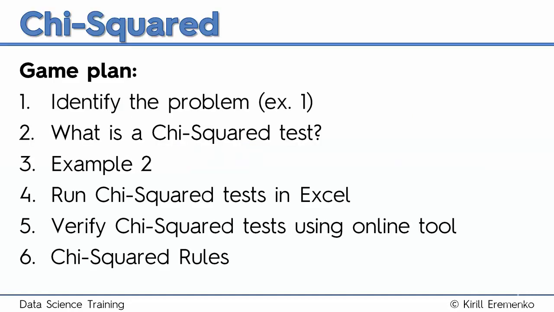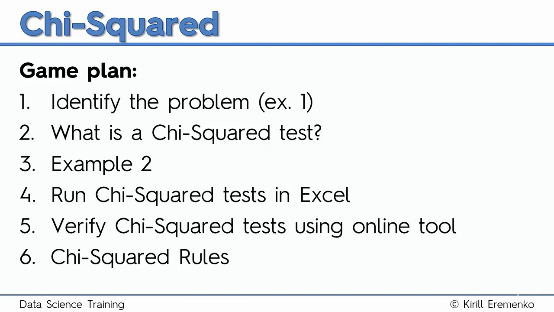This is the plan for today. First of all, we're going to identify the problem. We're going to look at an example from our previous Tableau manipulations. Then we will talk about what is a chi-squared test and how it can help us solve that problem. Then we'll look at another example, example 2. Then we will actually run chi-squared tests in Excel.